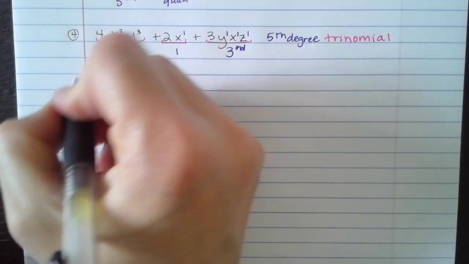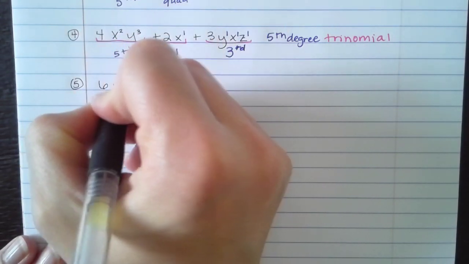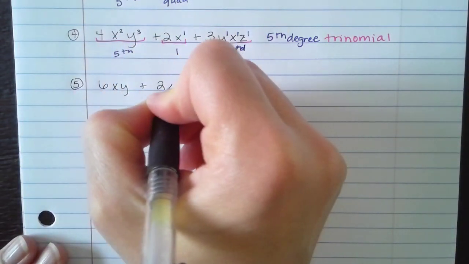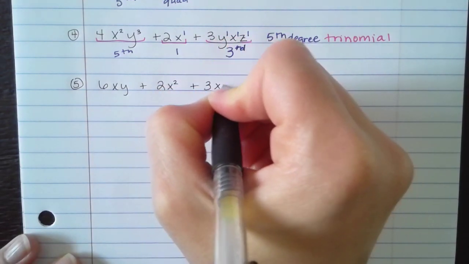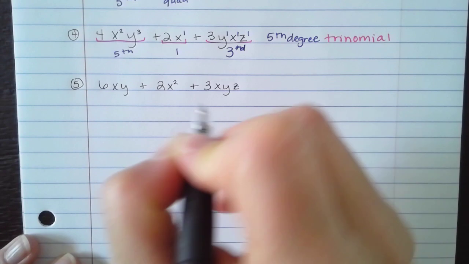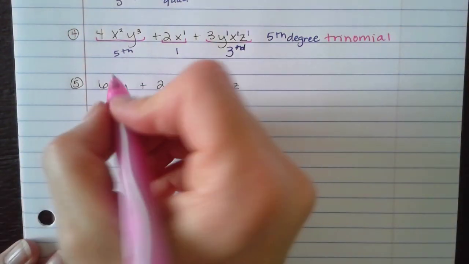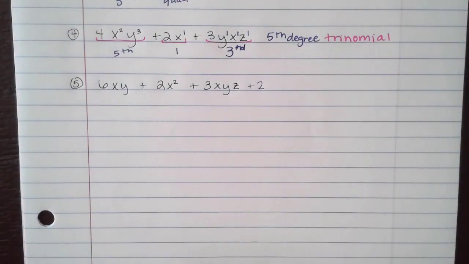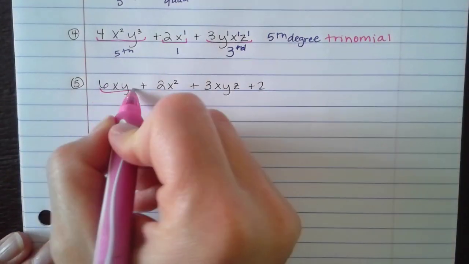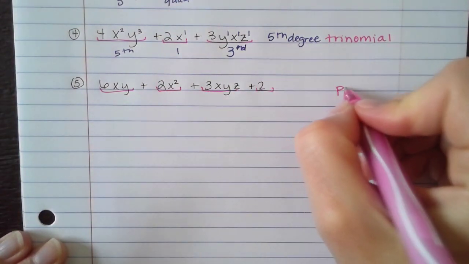Let's do one more if you'd like to do that one more with me. 6xy plus 2x squared plus 3xyz. I'm really playing up that 3xyz. You can see it twice there. So, man, you know what? We're going to add one more. Plus 2. Because in this case, I've done enough trinomials. Let's work on a polynomial.